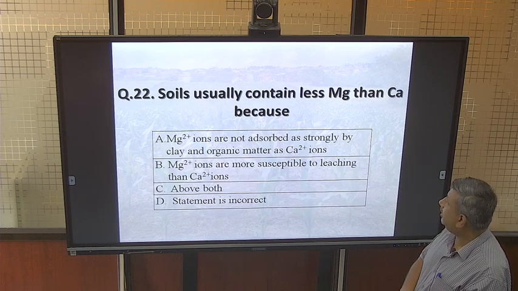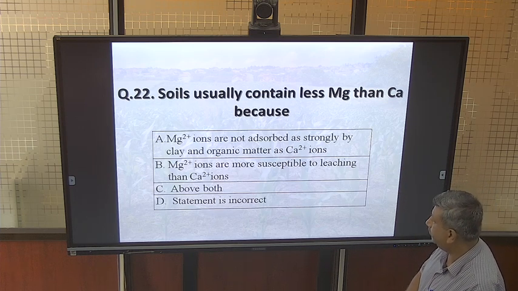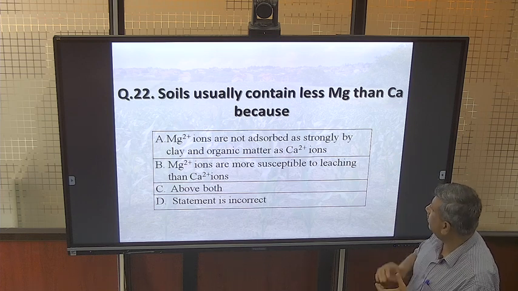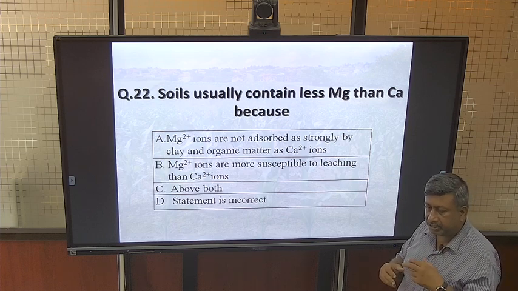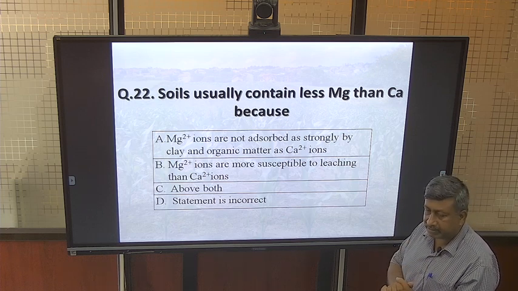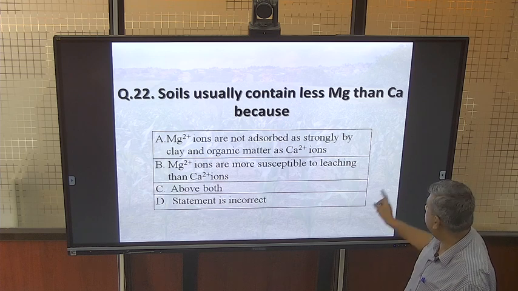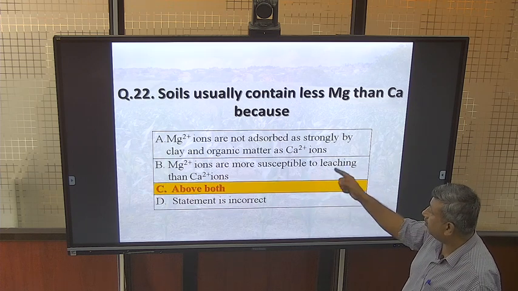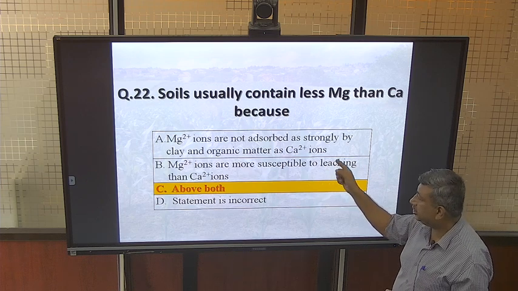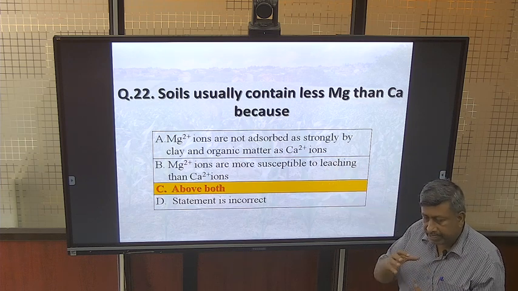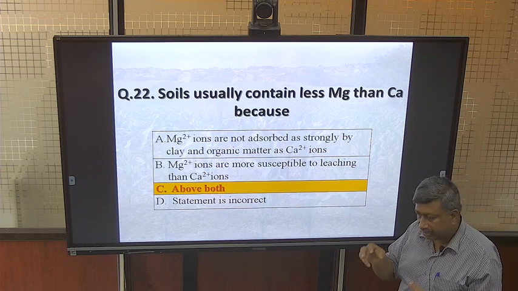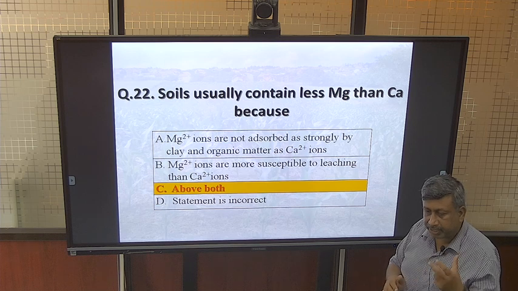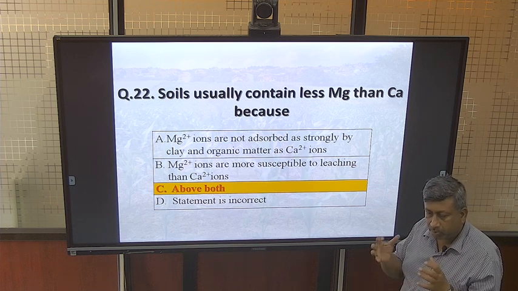Soil usually contains less magnesium than calcium because. In soil, magnesium availability, or we can say soil retention power towards magnesium, is less when we compare with calcium. The reason is that magnesium ions are not adsorbed as strongly by clay and organic matter as calcium ions. So, organic matter and clay have cation exchange sites where cations are held, but calcium has more binding capacity as compared to magnesium. It has more bonding strength.